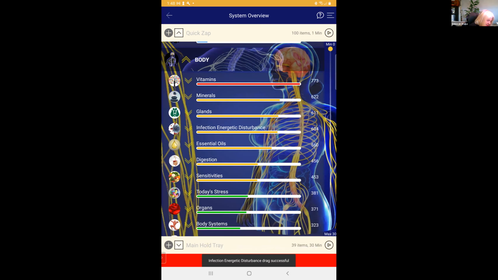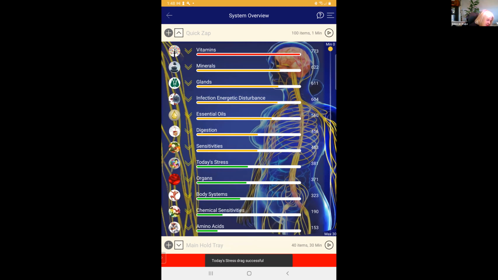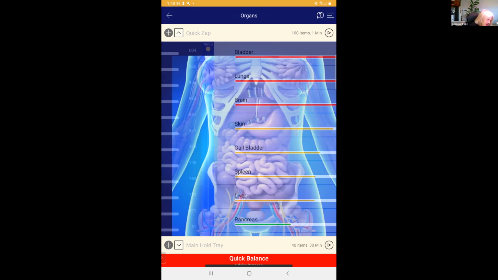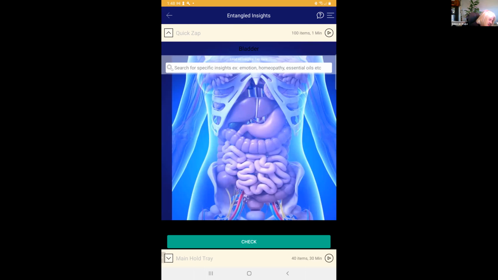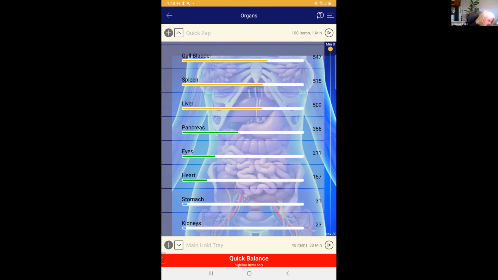And the stress markers are the ones that cause the most difficulty. So I'm going to just quickly go to the heart. Now we do see the lungs, brain, and bladder here. And in this case, the heart is not so bad, but it is under a score of 100 here.